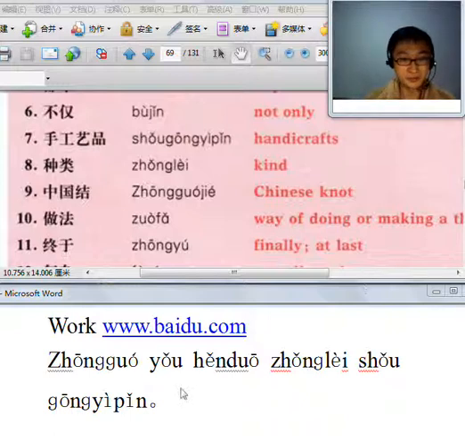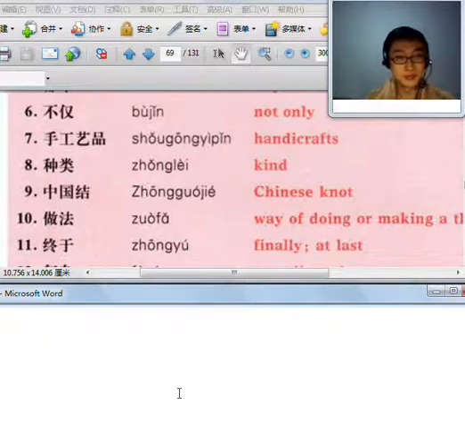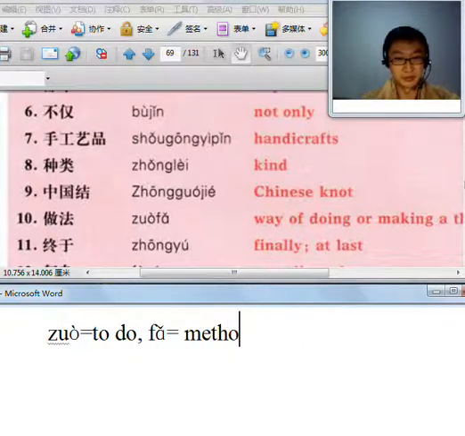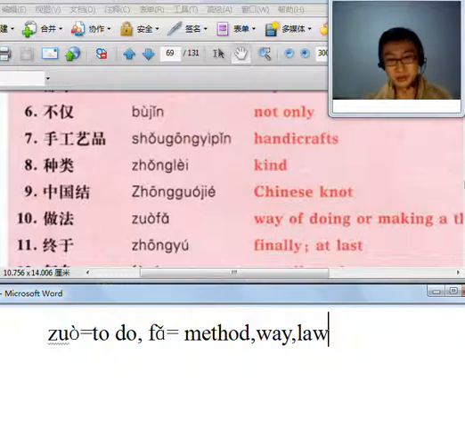Let's continue. It's the way of doing or making a thing. 做法. 做 means you do something, basically to do. And 法 means method or way. Could be law, like we talked about last time. The law also means something you should do, or the regulation. Also can be method. 做法 means the method you do something. If you want to do 手工艺品, you must know the 做法, the method.